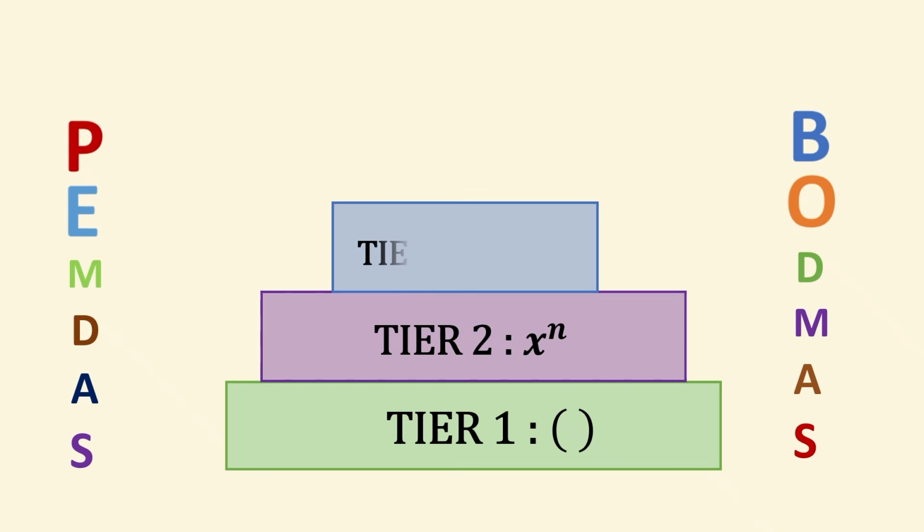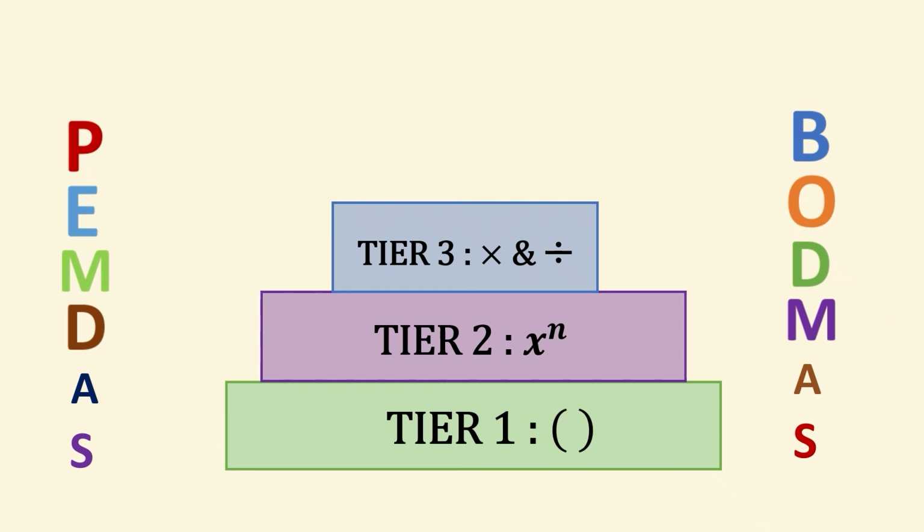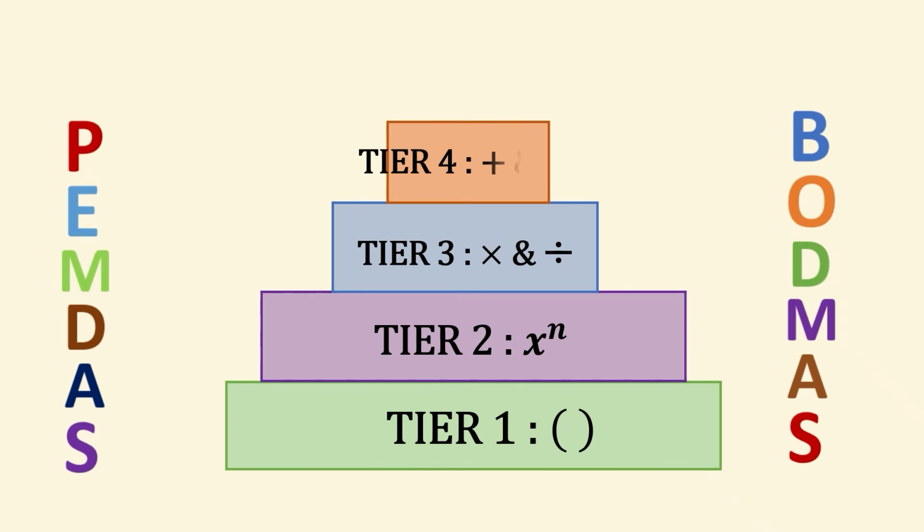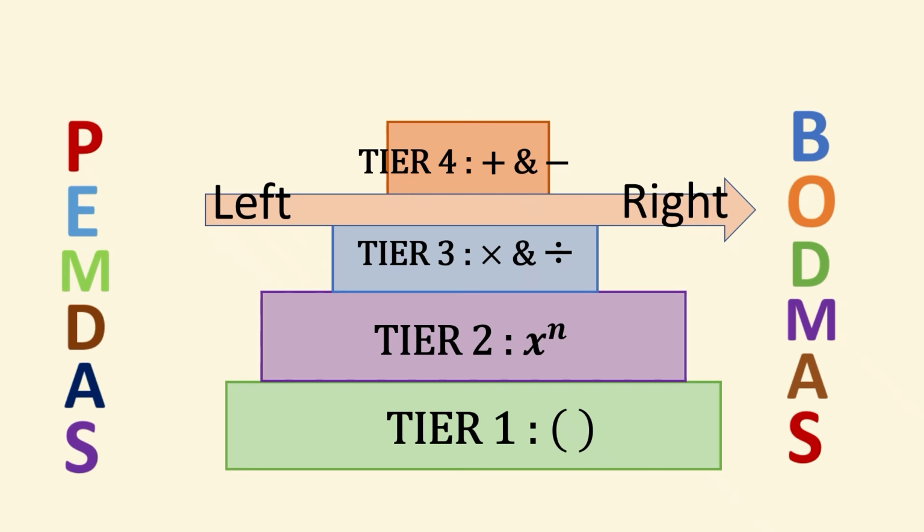Then we reach the crucial tier, tier 3, M and D for multiplication and division. They are on the same level. Multiplication does not automatically come before division. Finally, tier 4, A and S for addition and subtraction, also on the same level. The golden rule for operations on the same tier is this: you must process them strictly from left to right. This left to right rule is the key that unlocks our puzzle. Let's see these tiers in action.